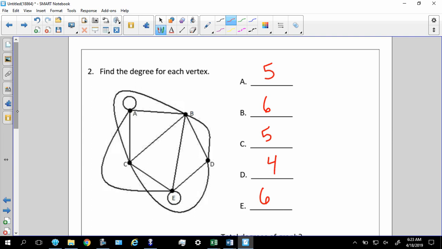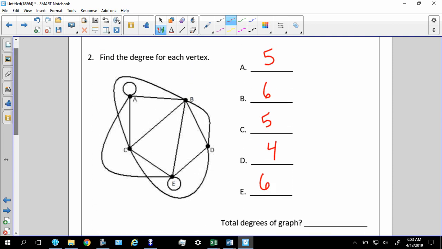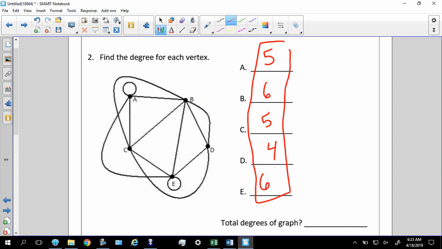And then I think I threw in another question: the total degrees of the graph. Very simple. I'm just going to add all this up. So that's 10. Then 10, I believe that's going to be 26. That's 5, that's 11 plus 2. Yeah, okay, I'm going with 26.